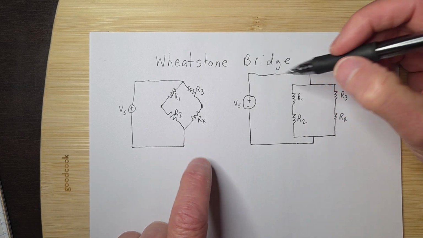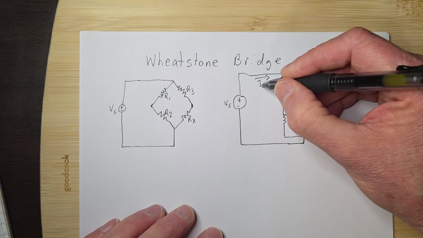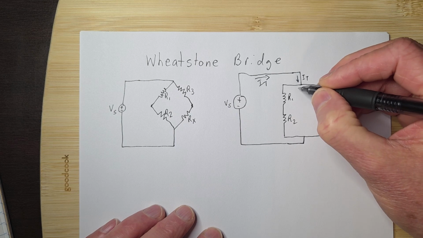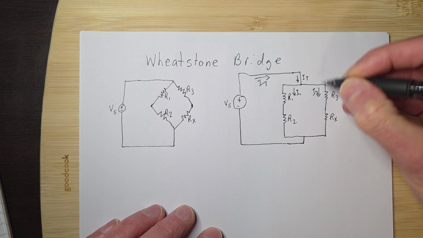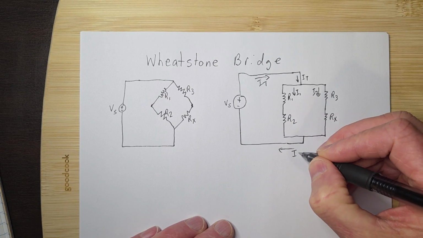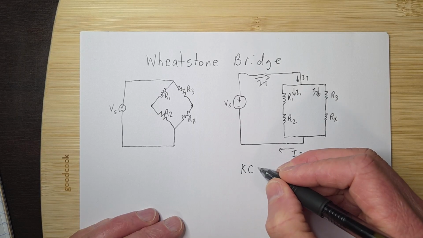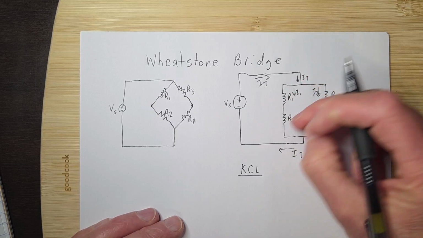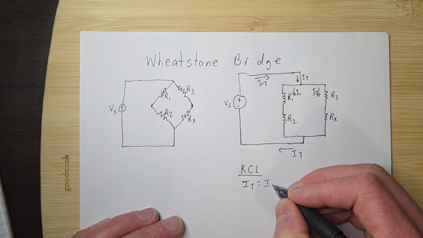And so current's going to go this way. You're going to have IT. And as we've talked about before, here's still IT, but it splits. I1 goes this way, and then I2 goes this way. So the currents literally split off, and then they come back and reconstitute back to IT again. And that's due to KCL, the Kirchhoff current law, which just means these branch currents have to add up to IT. So IT is equal to I1 plus I2.